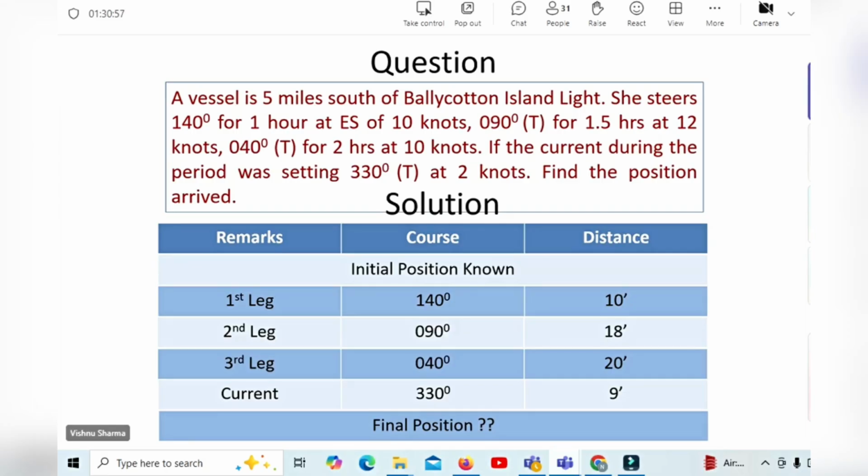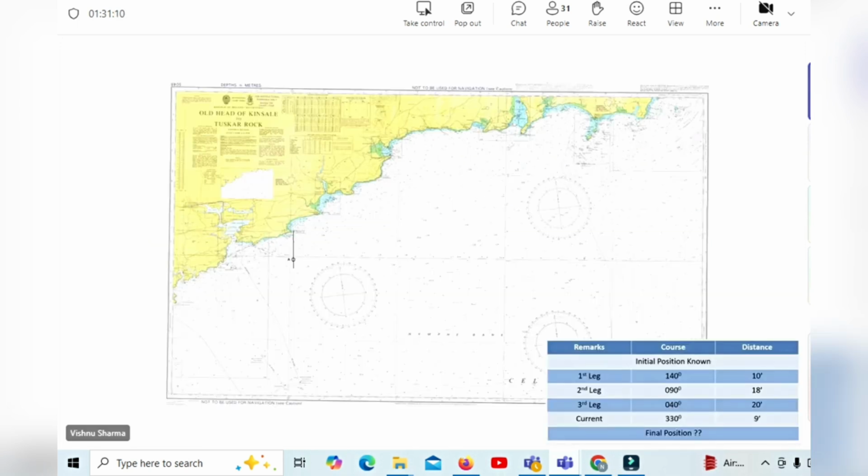Correct? Yes, sir. It is. Okay. But today we will plot it and find the final position. We will not waste time the way you were doing in second mates through calculations. So here is the chart and here is the table.